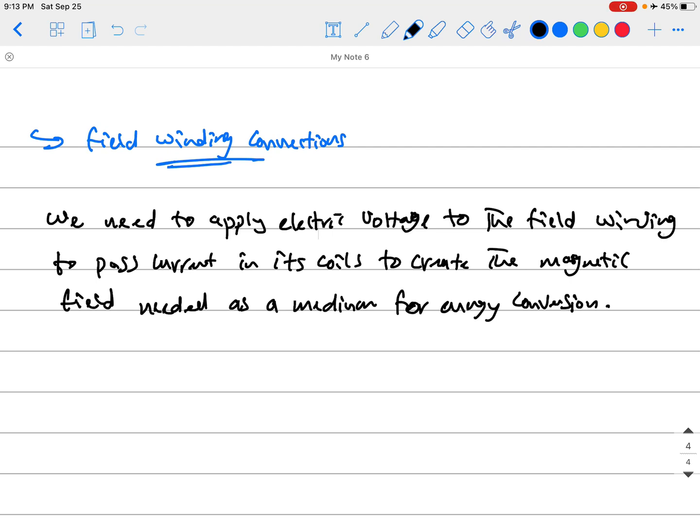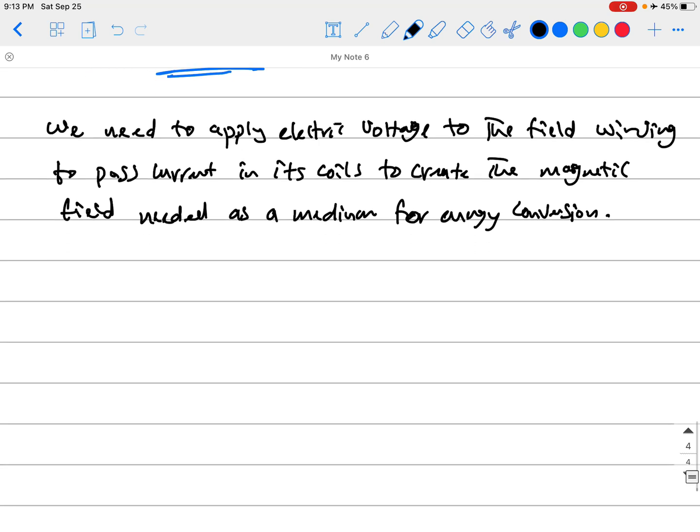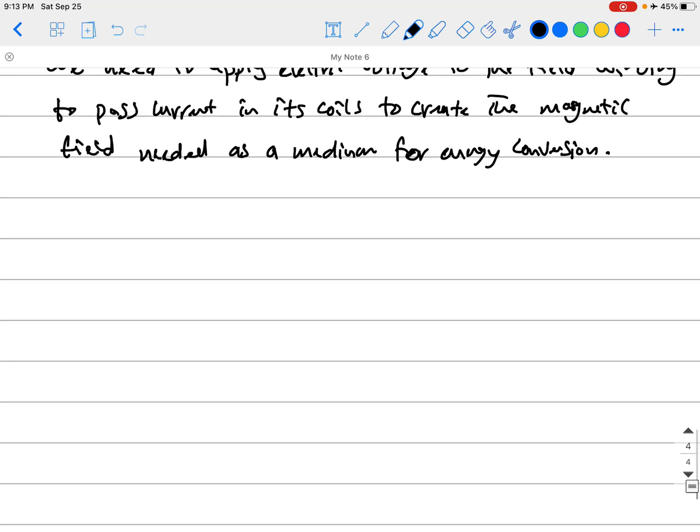In motor mode, you apply voltage to the armature and you also apply voltage to the field winding. So you have to apply voltage to both windings. If you're talking about a generator, you need to apply voltage just to the field winding to create the magnetic field, and then apply external rotation and the voltage will be induced in the armature. So in both modes of operation, we need to apply voltage to the field winding. And now we will talk about how to apply voltage to it.